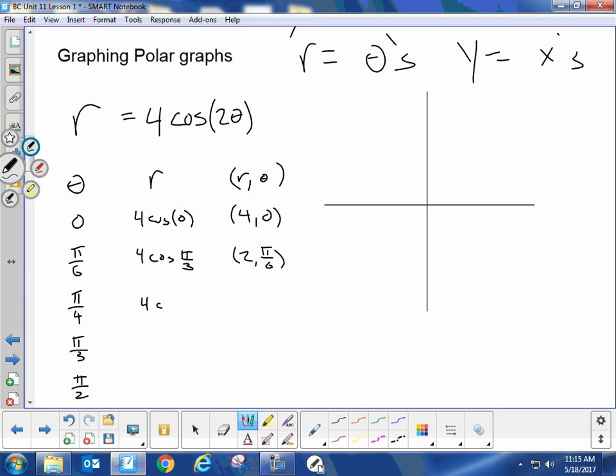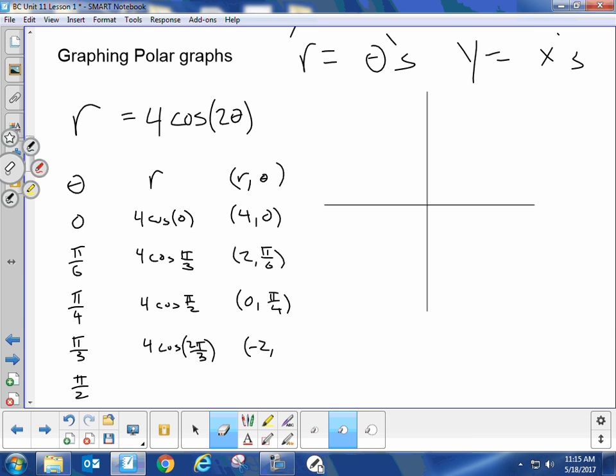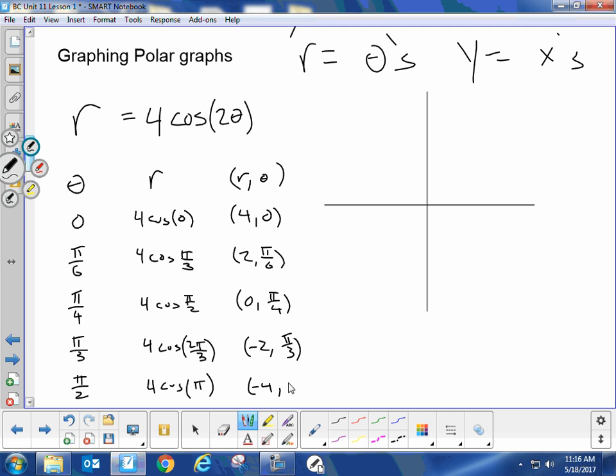Pi over 4. 4 cosine pi over 4 times 2 is pi over 2. Cosine of pi over 2 is 0. 0, pi over 4. Don't use the changed angle. Use the original angle. Cosine of pi over 3, it's 2 pi over 3. Cosine of 2 pi over 3 is negative a half. We are in the second quadrant times 4. Negative 2, 2 pi over 3. Again, don't use the changed angle. Use the original angle. I even make that mistake myself. And then finally, pi over 2. 4 cosine pi. Cosine of pi is negative 1, so I have negative 4 and pi.